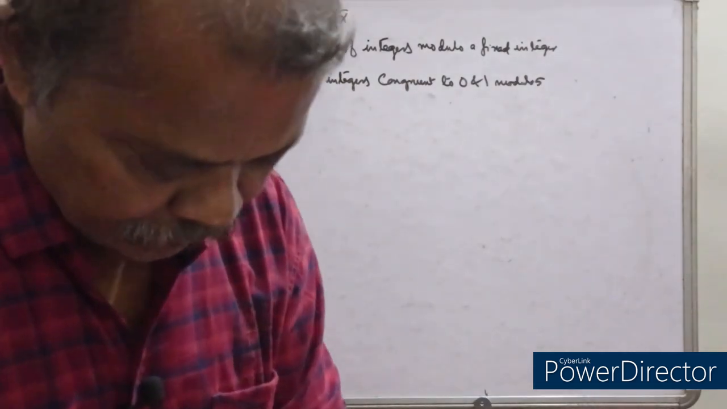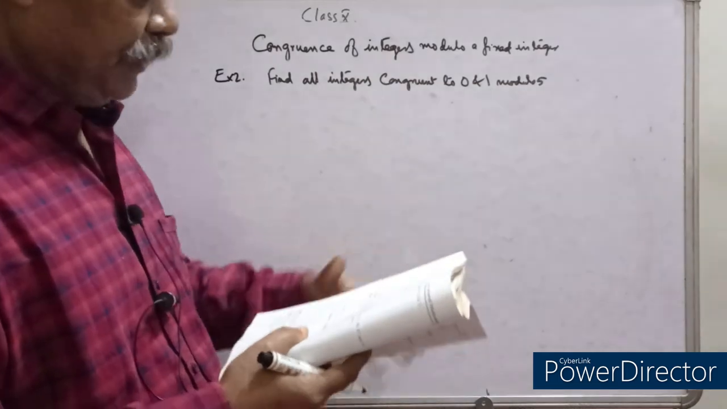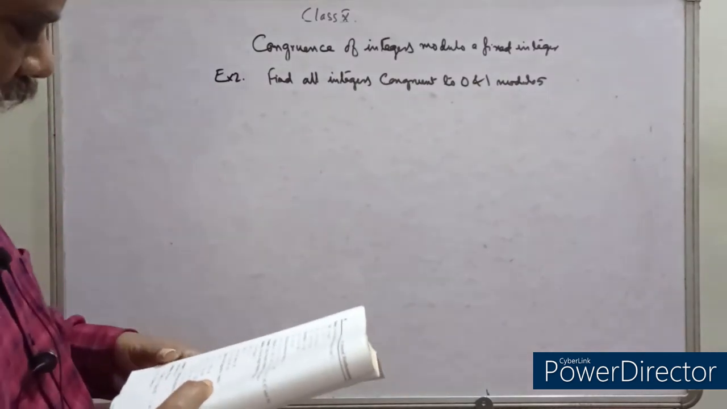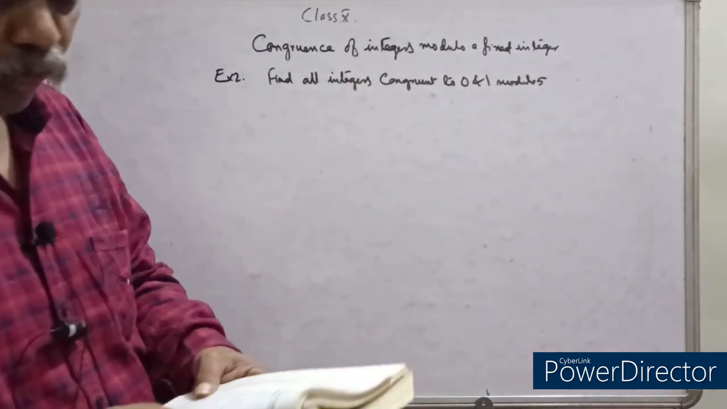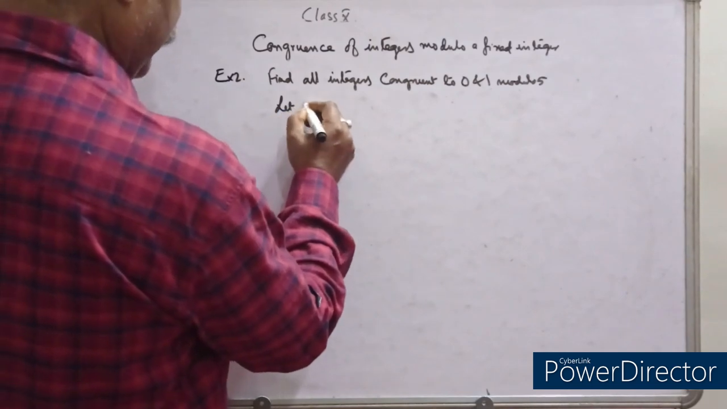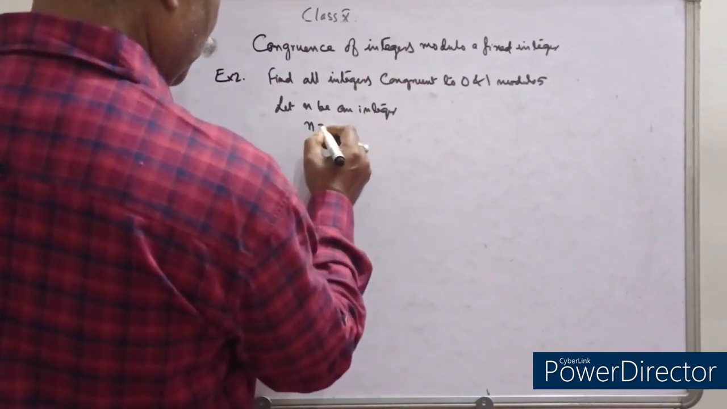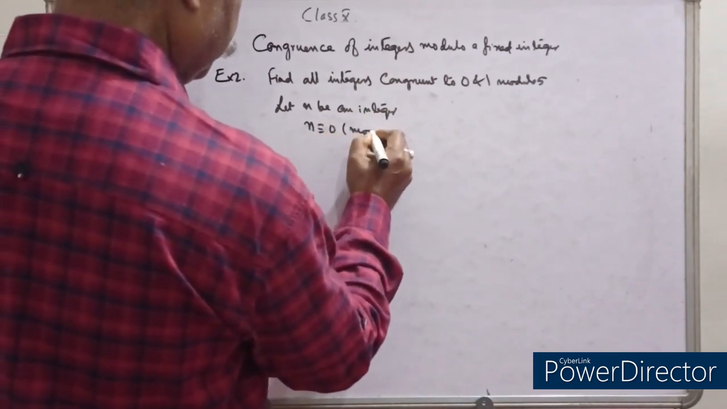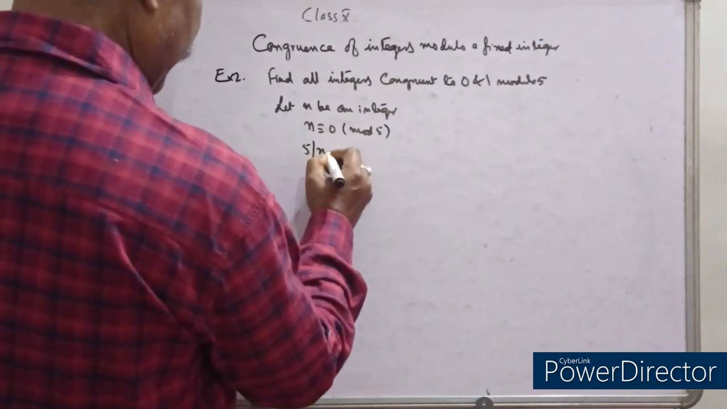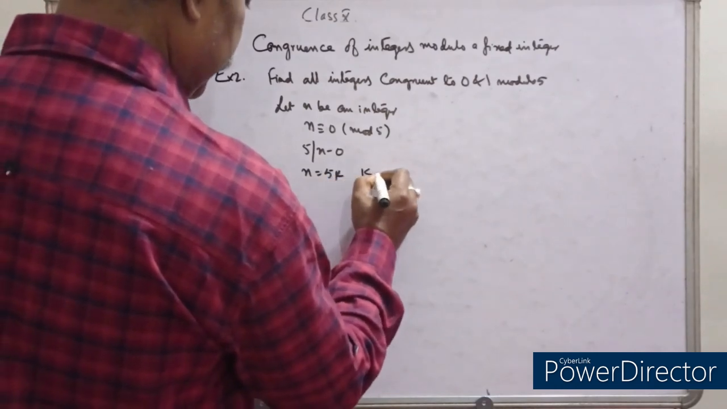There are two questions, because we are to find all integers congruent to 0 and 1. That means one is n congruent to 0 mod 5 and another is n congruent to 1 mod 5. So there are two questions lying here. So let n be an integer. So n congruent to 0 mod 5 means 5 divides n minus 0, that means n is equal to 5k, where k belongs to Z.